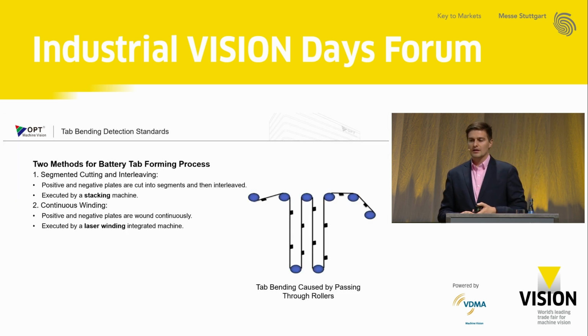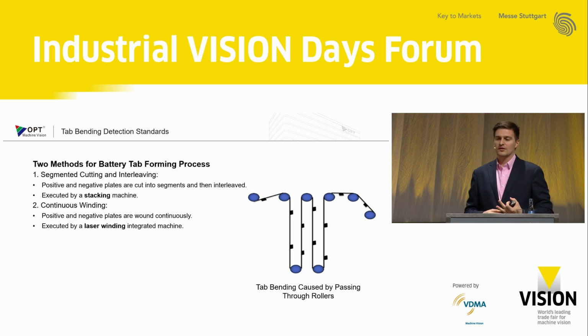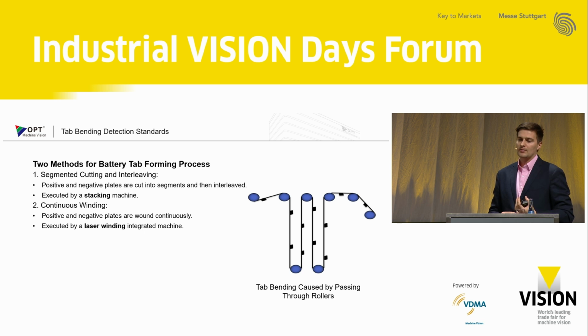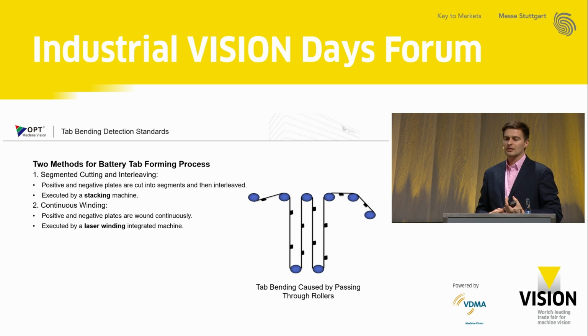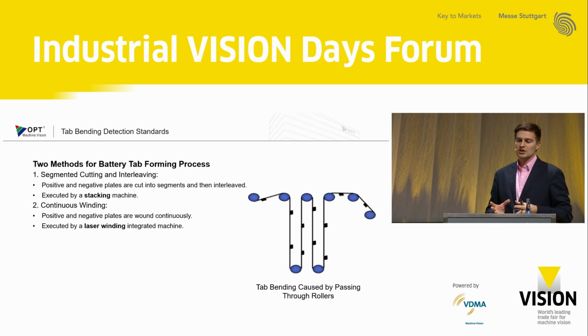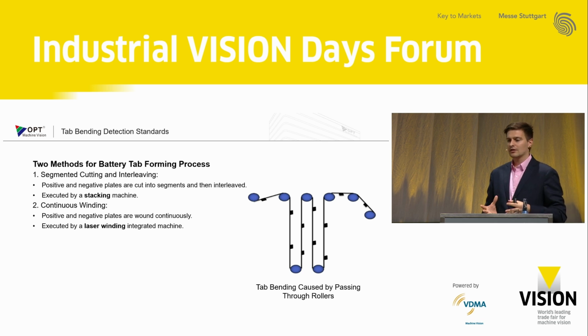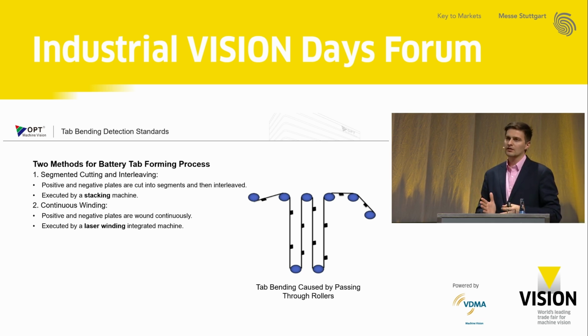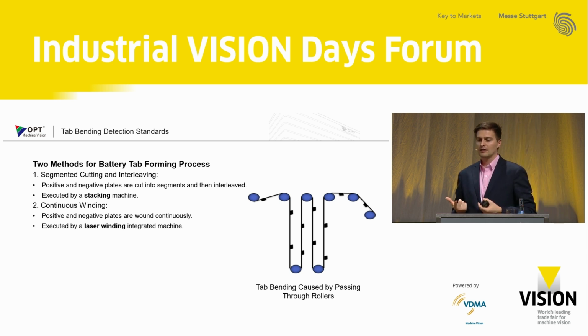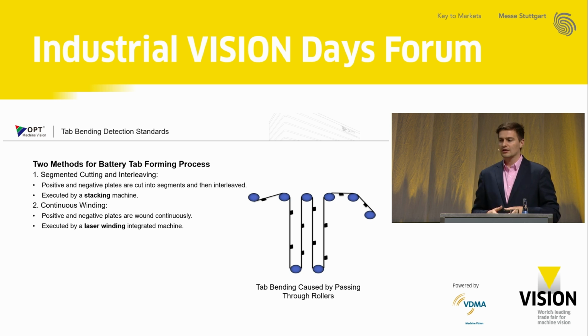First, what do we do? What is the thing? We have 2 methods for the battery tab forming process. One process is segment cutting and welding. It's mainly part of the stacking machines. You have the positive and the negative plates, and they are cut into 2 pieces and matched together. Or you have the second process, the continuous winding, where you also wind positive and negative parts together and execute this with a laser cutting process.